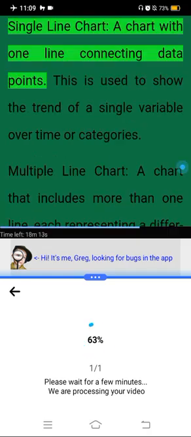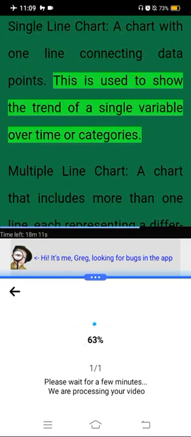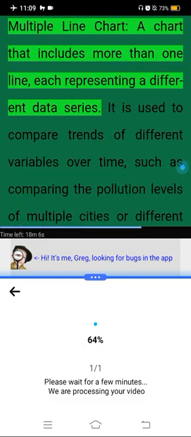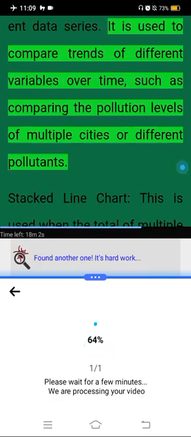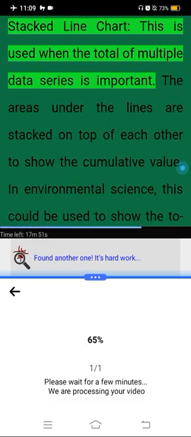Types of line charts. Single line chart. A chart with one line connecting data points. This is used to show the trend of a single variable over time or categories. Multiple line chart. A chart that includes more than one line, each representing a different data series. It is used to compare trends of different variables over time, such as comparing the pollution levels of multiple cities or different pollutants.